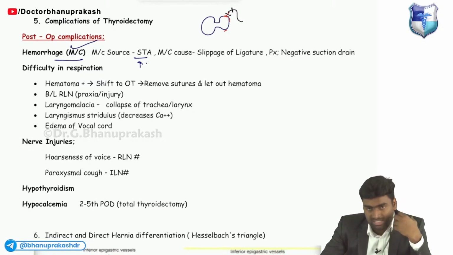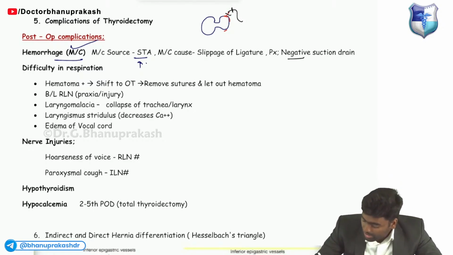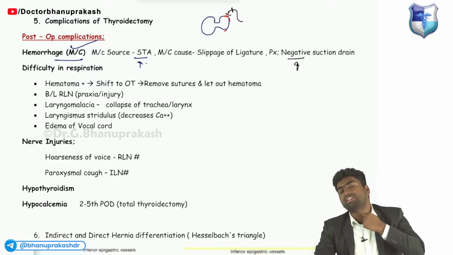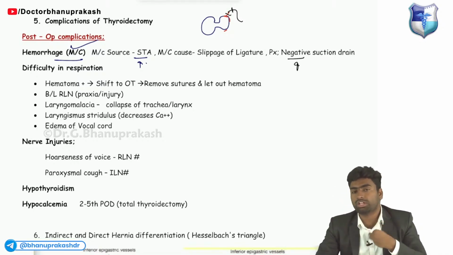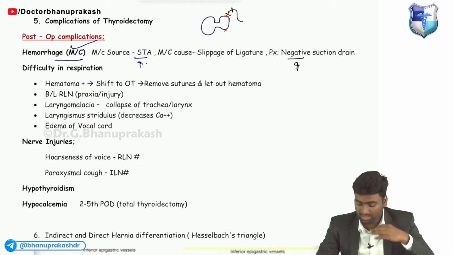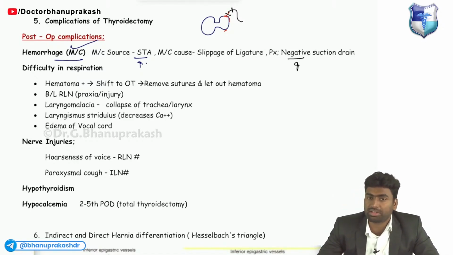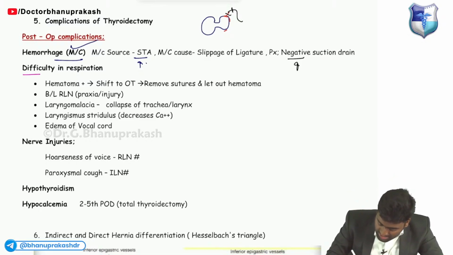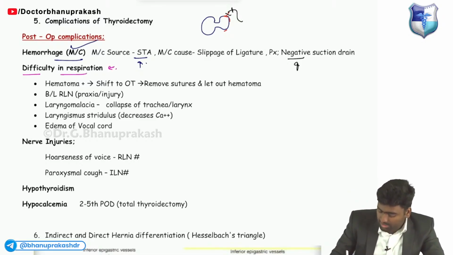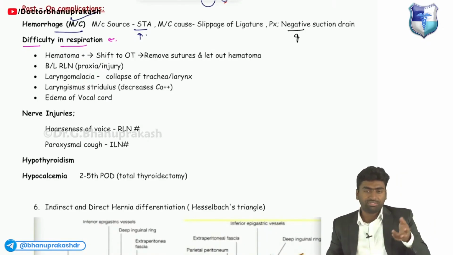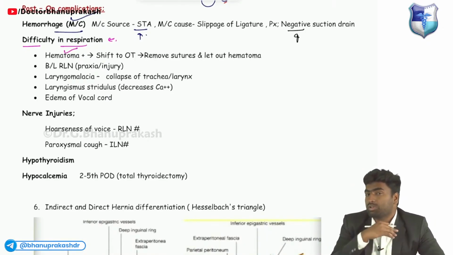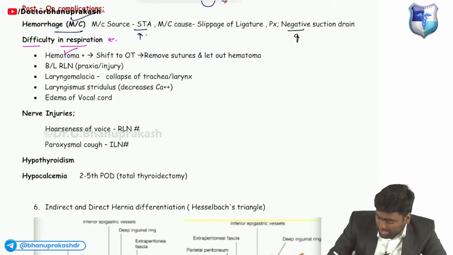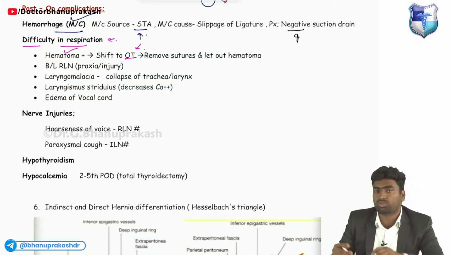To prevent this type of complication, what will we usually do? Once we are done with the surgery, we'll keep a negative suction drain, so that whatever blood comes, we can remove it. We'll keep on removing it. So this is one of the complications, hemorrhage, and how we can prevent it. Next, this will present with difficulty in respiration. First, as I told you, there is formation of hematoma. This can be due to slippage of the ligature. So then what will we do? We'll shift them to the OT.